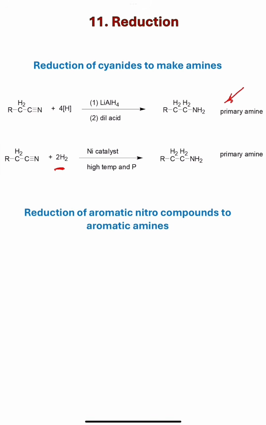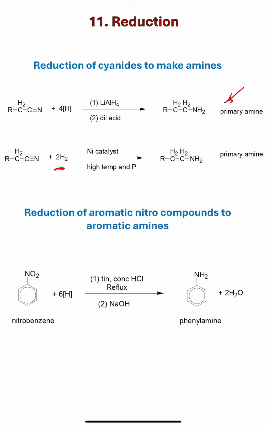And then we have the reduction of the aromatic nitro compounds to form aromatic amine. In this case, we use tin and conc hydrochloric acid under reflux, and then we use sodium hydroxide. That will give you the aromatic amine, which is phenylamine. This method is widely used in producing aniline, which is a key intermediate in making dyes and pharmaceuticals.